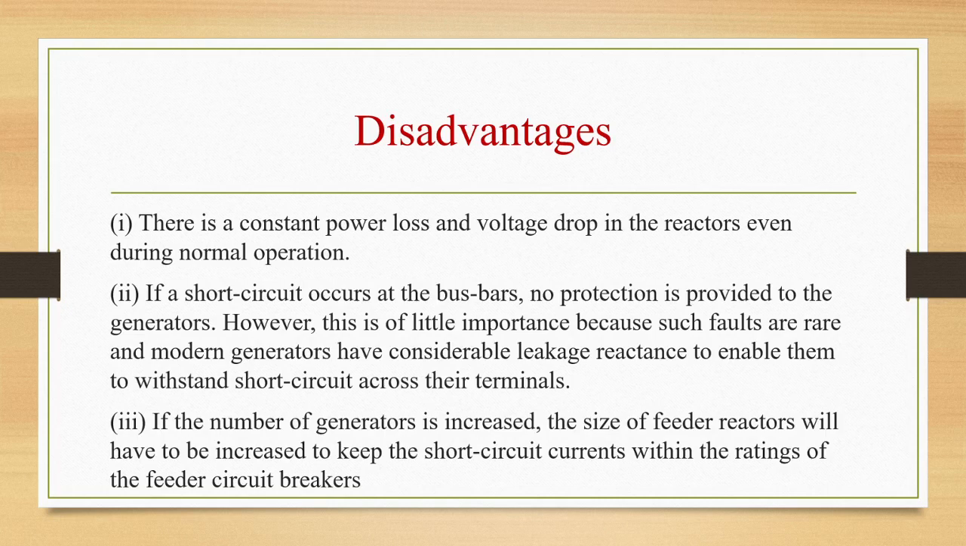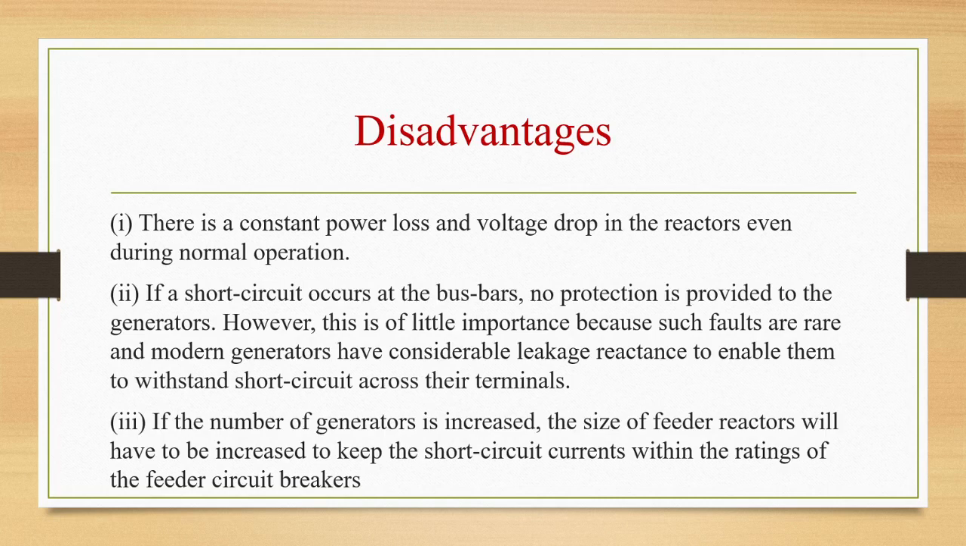Second point, if a short circuit occurs at the bus bars, no protection is provided to the generators. However, this is of little importance because such faults are rare and modern generators have considerable leakage reactance to enable them to withstand short circuit across the terminals. Third point, if the number of generators is increased, the size of feeder reactors will have to be increased to keep the short circuit currents within the rating of the feeder circuit breakers.